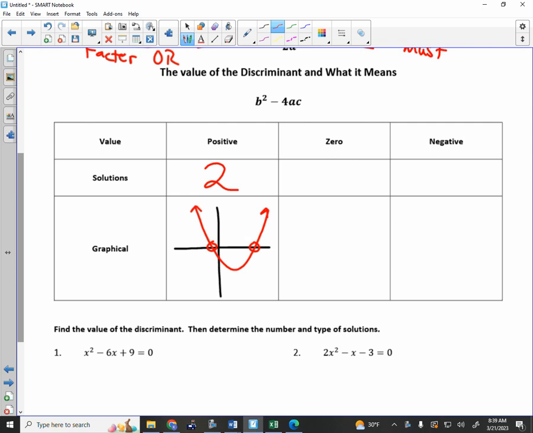Suppose the value of the discriminant was 0. Then you have exactly one solution. It means that the graph would look something like this. It would come down, just barely touch, and bounce back off. So it would just touch once.